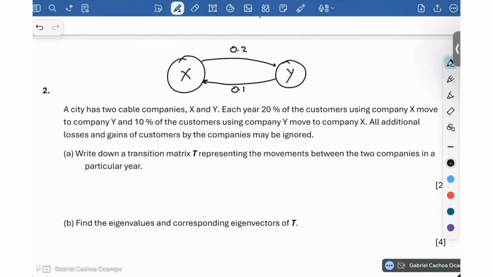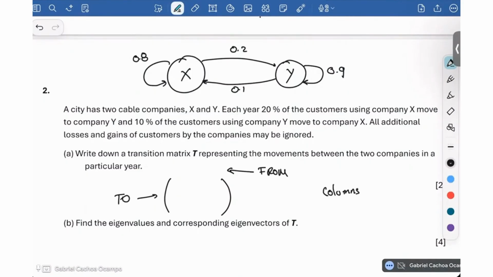So that means that 80% of company X stay here and 90% of company Y stays here. Remember the transition matrix? Here is where I put the from, and here is where I put the to, because I want columns to add up to one, no?